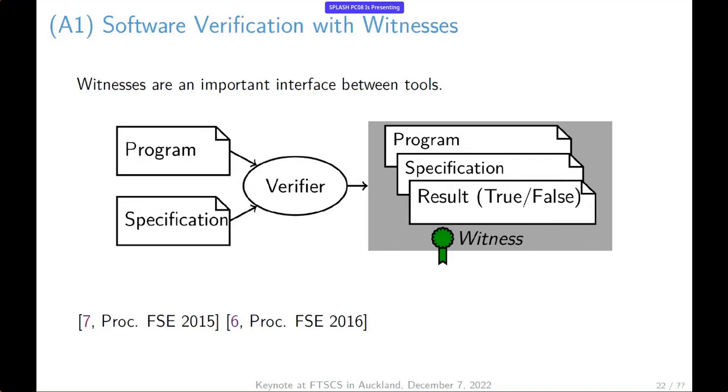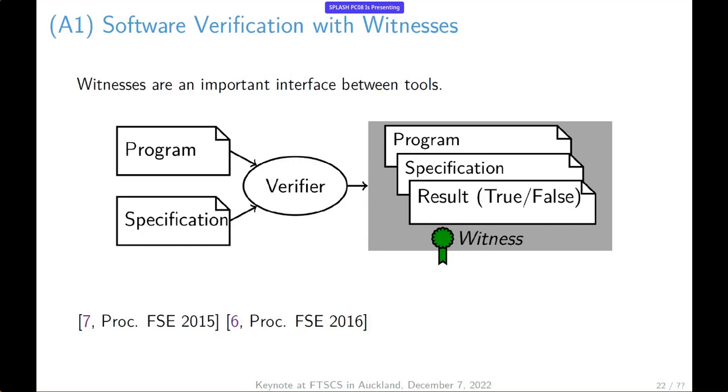Just as an example, if the outcome is true, then this means there needs to be a proof. And this proof obviously had to use some invariants for loops or so. So this witness must contain the invariants for the loops. Or if the result is false, then this means we have a counterexample against the specification. So this witness must contain a path through the program that violates the specification. So this is what a witness is.